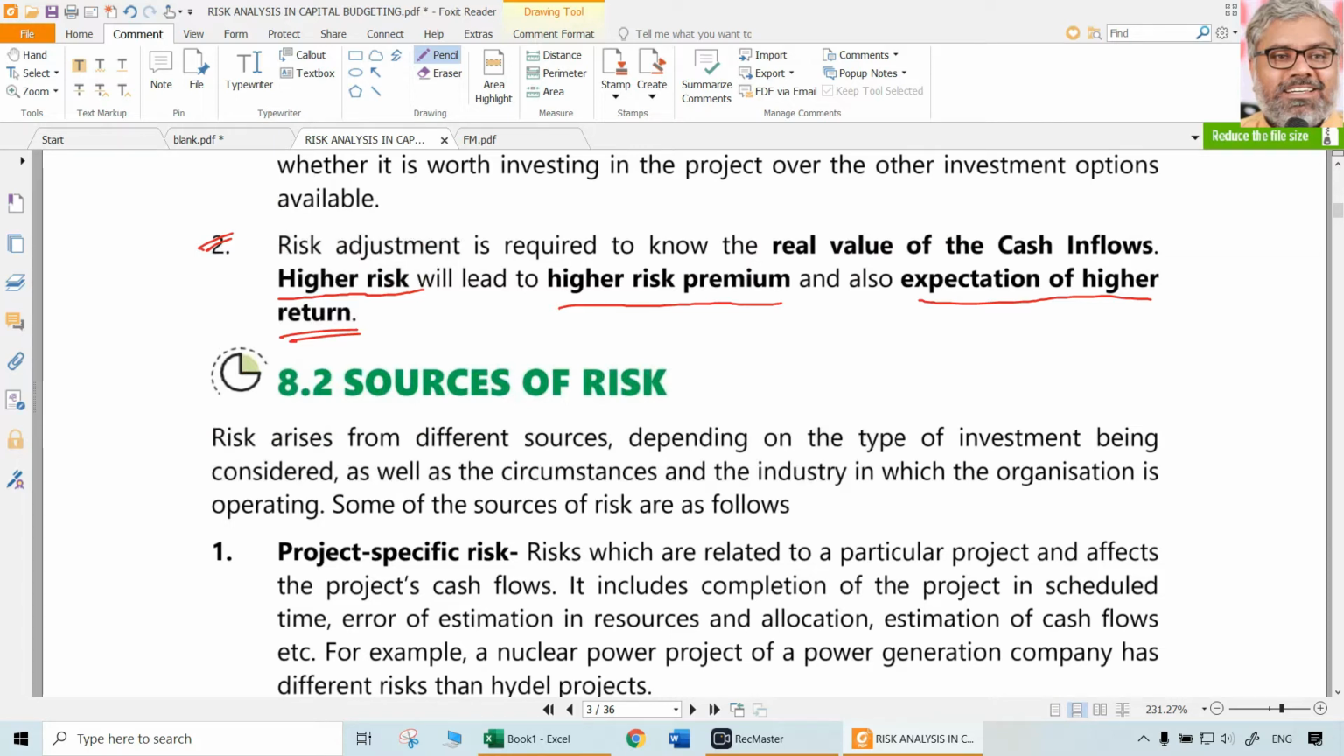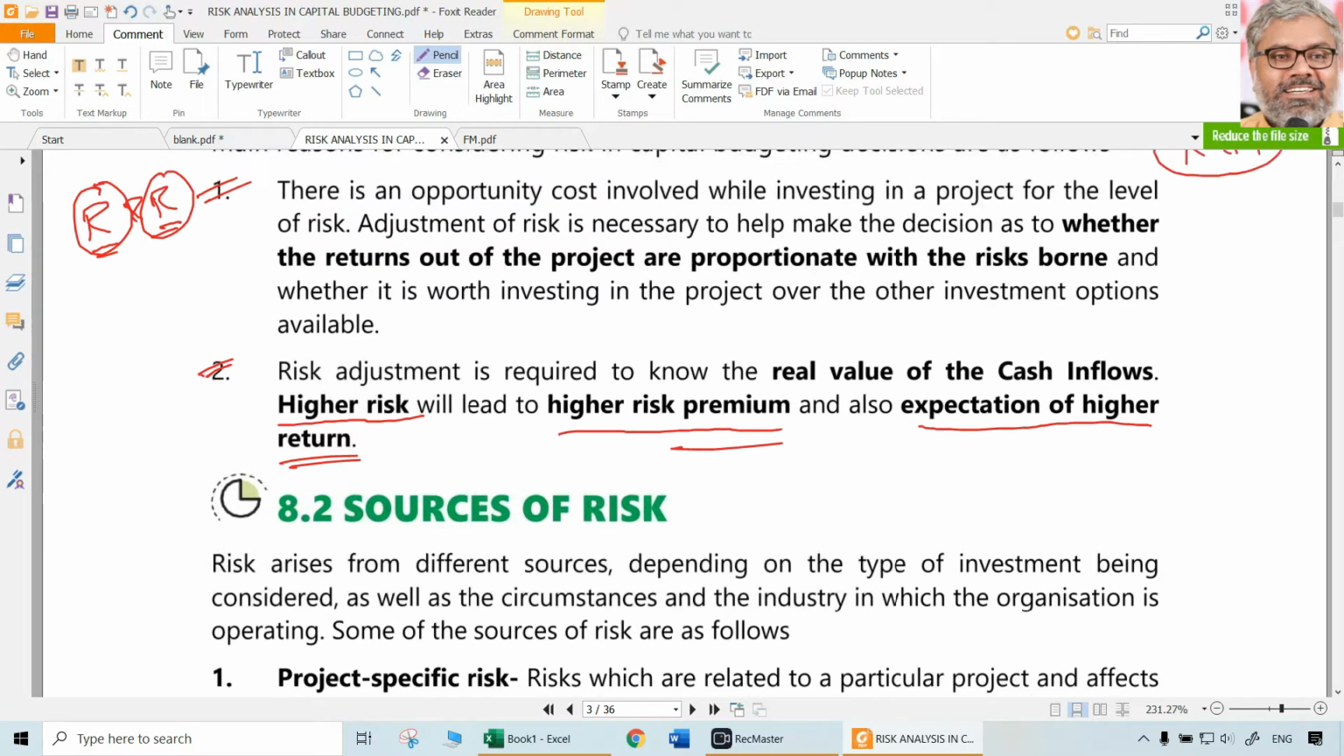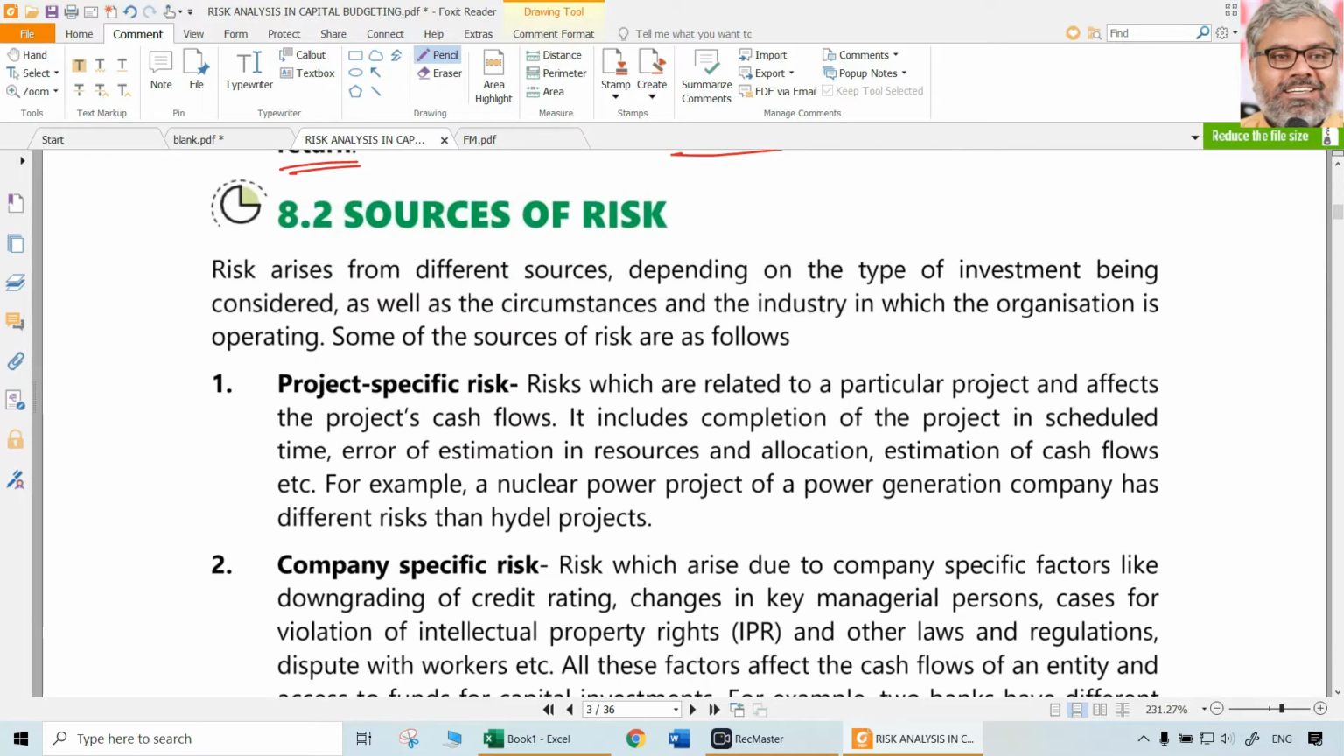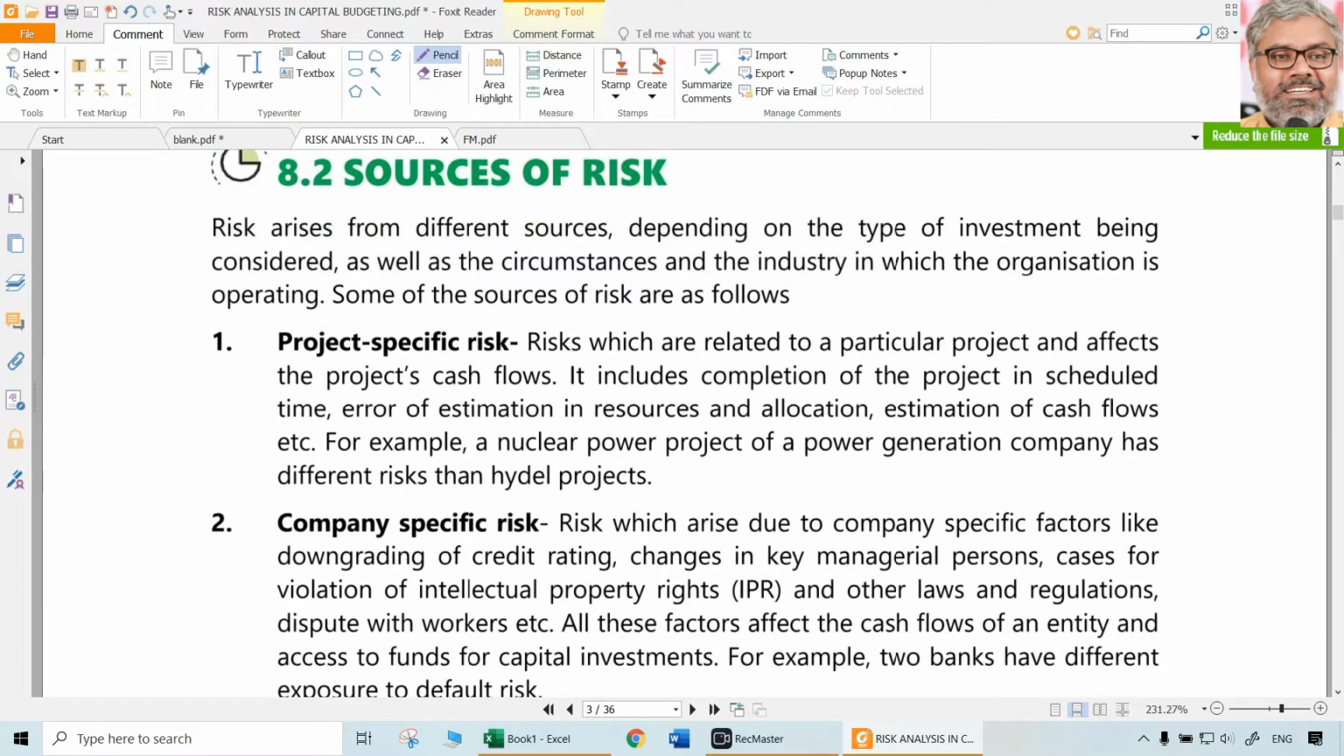So the risk premium normally is definitely going to be added for the projects which are highly risky. That is the reason why risk has to be adjusted in capital budgeting, because it is quite natural. When there is more risk involved, return expected will be also more. That is a simple logic which is applicable for this particular topic.